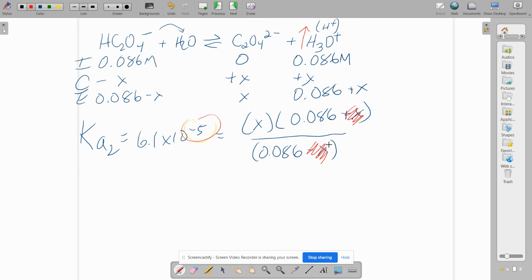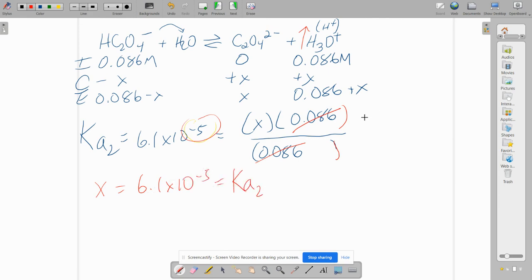But there's even more, because basically what you're looking at now, if I clean this up a little bit, this kind of went away, this went away. So basically, it's 0.086x over 0.086. Well, heck, you can get rid of this too. So long story short, when it's all said and done, when you solve the second ice table for x, x ends up equaling 6.1 times 10 to the negative fifth, or in other words, it equals Ka2.